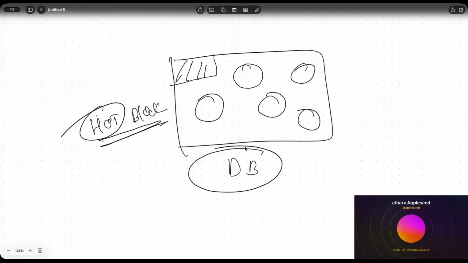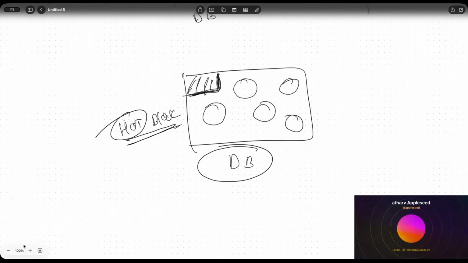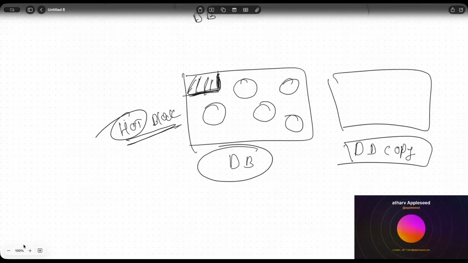What if, instead of just copying the part that was being constantly accessed, like we previously did, we just replicate the whole thing? What if we create another instance of this same database? So this will be db copy. Seems pretty simple, right?